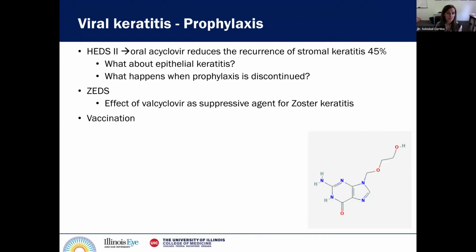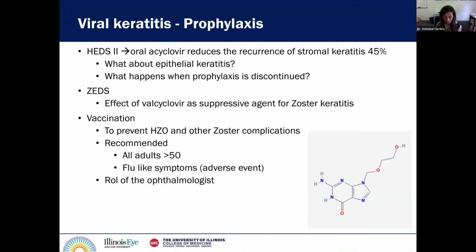And the third thing that is important for viral keratitis is vaccination. Again, this is something relatively new, not that new, but relatively new. And the idea is to prevent HZO and other zoster complications. It is recommended for all adults over 50. It does give, particularly the recombinant vaccine, these flu-like symptoms that are not mild. So most of us recommend, if you're going to get the vaccine, just get it when you know you can take a day or two off just to be on the safe side, or like on a Friday before the weekend, something like that.